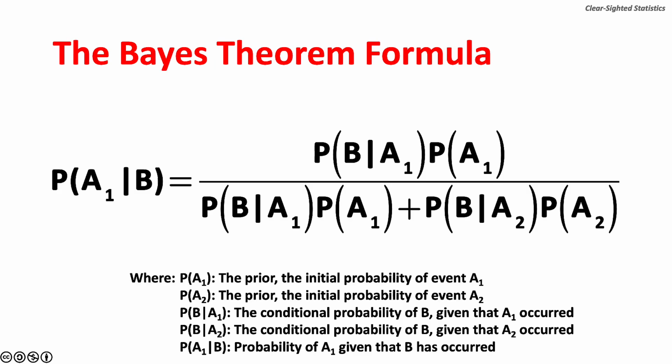Here is the basic Bayes' theorem formula. The probability of event A1 given that B has occurred equals the conditional probability of B given that A1 has occurred times the initial probability of event A1, over the conditional probability of B given that A1 has occurred times the initial probability of A1, plus the conditional probability of B given that A2 occurred times the initial probability of A2. Let's use Bayes' theorem to solve the Monty Hall problem.